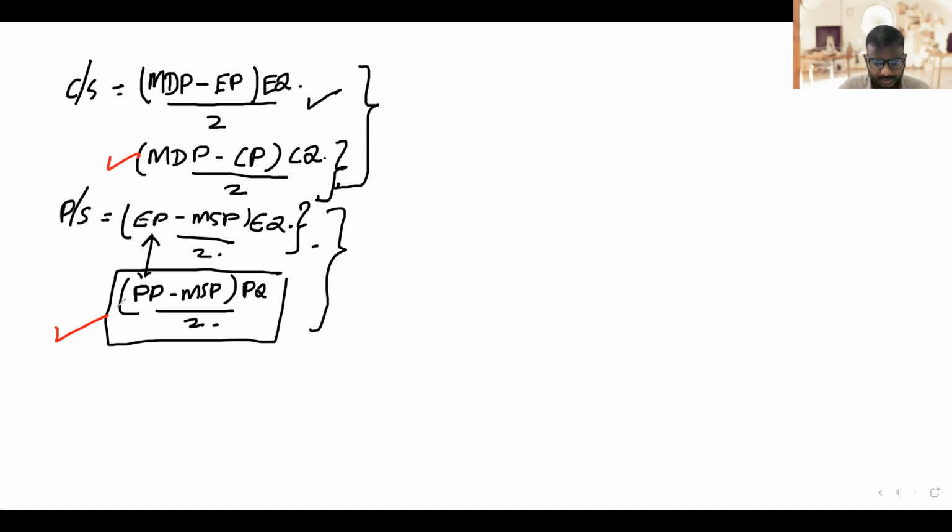Is that clear? Something additional, but very important. That's why I just wanted to talk about it. Producer surplus also same thing. It's the price the producer actually gets minus the price the producer was expecting, into the quantity the producer was selling. It's not always about equilibrium price.